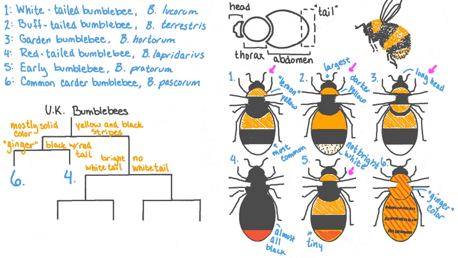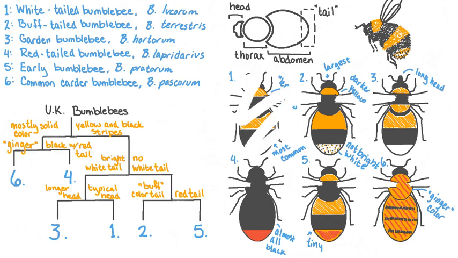Next, for the yellow striped group, I divided those bees further into bees that possess a bright white tail and those that have a tail of a different color. Between the two white-tail species, they can be told apart because one has a longer head shape than the other. And between the two remaining species that do not have bright white tails, one of them has a buff-colored tail and one of them has a bright red tail.